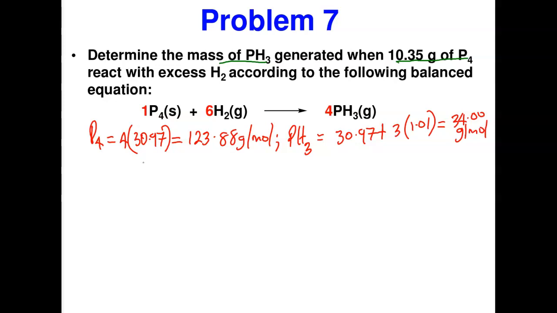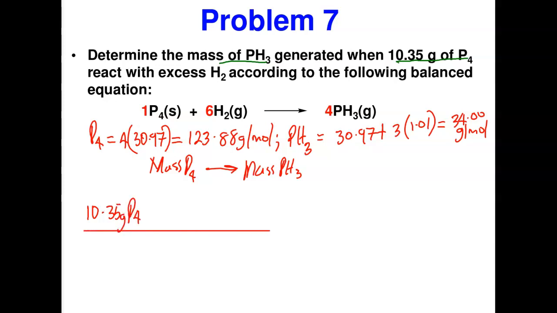So let's just start it. Remember, again, what we're doing here is converting from mass of P4 to mass of PH3. If we start from there, it's going to be 10.35 grams of P4, then convert it to moles of P4. Remember, you have to first of all convert it to moles. So 1 mole of P4 weighs 123.88 grams of P4. This is what we get first.